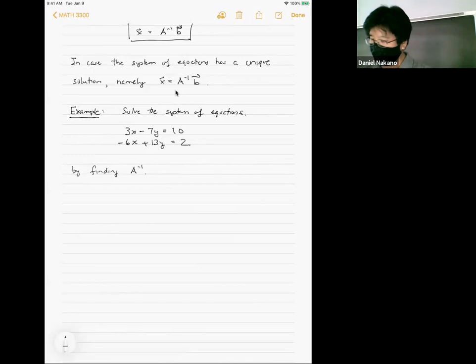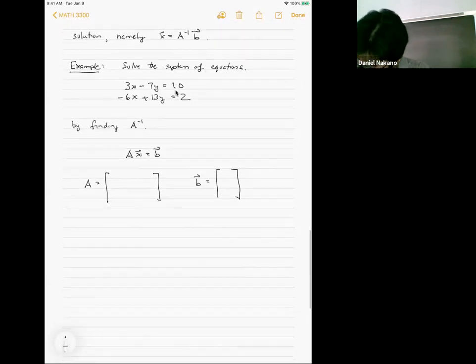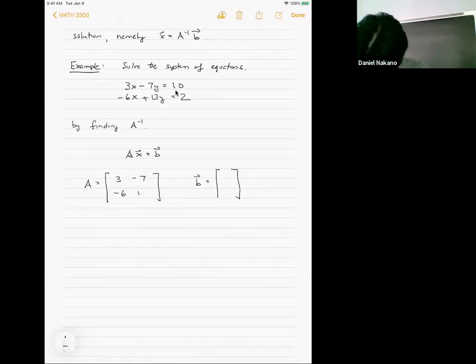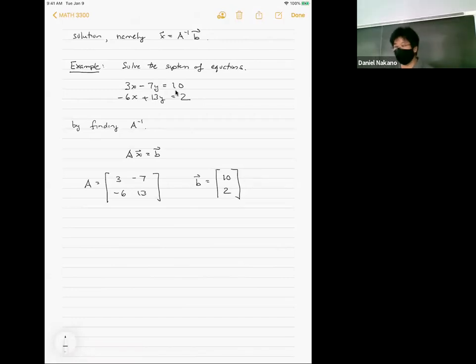Okay. All right. So what is A here? So we have a system of equations, and it's going to be the form AX equals B. And here, I'll have you fill in the blanks here. Okay, so what's A going to be? Anyone? 3, -7, -6, 13. Good. And B will be what? Anyone? 10, 2. Good. All right. So we have our A and our B.